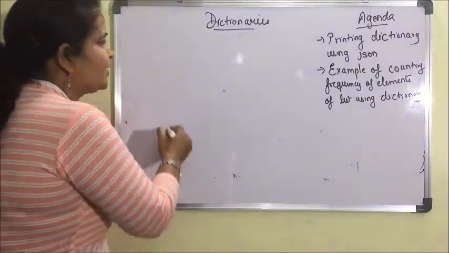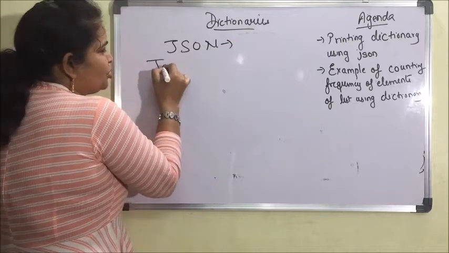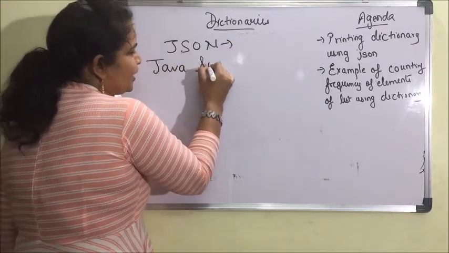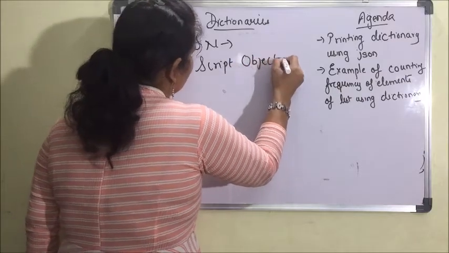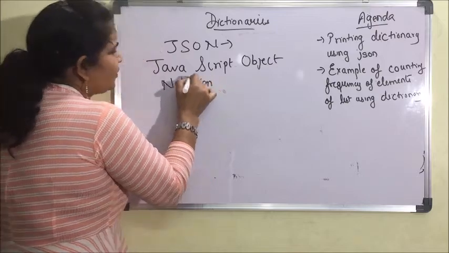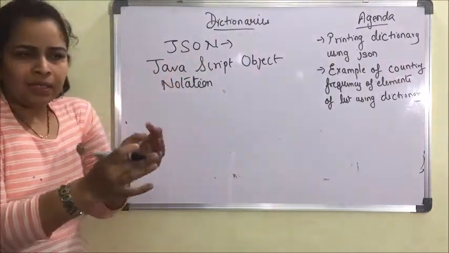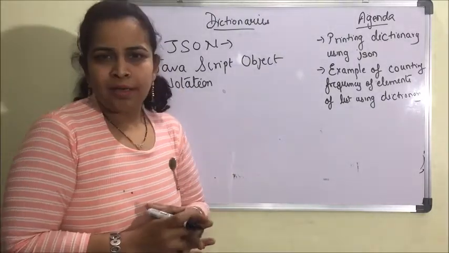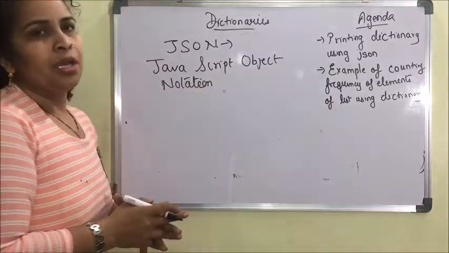So first of all, JSON. JSON stands for JavaScript Object Notation. This is a notation that is used to store structured data, to represent the data, and to exchange the data. We use this notation.